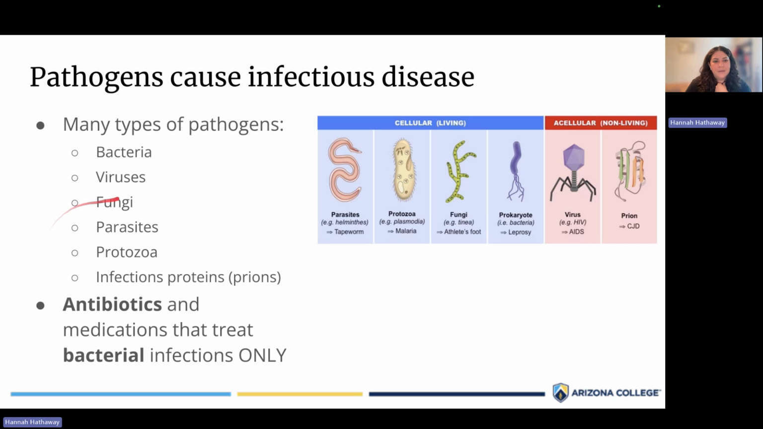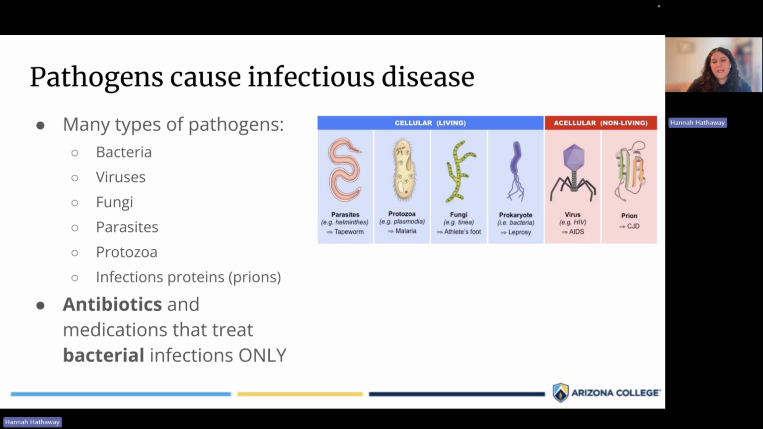So this would be things like bacteria, for example E. coli or C. diff. Viruses, so COVID-19, influenza. Fungi, candida is really the only infectious fungi. Parasites, that would be like malaria. Protozoa, so there are some amoebas that can cause a brain condition where the amoebas eat your brain. And then infectious proteins such as prions. So these are things that cause mad cow disease.